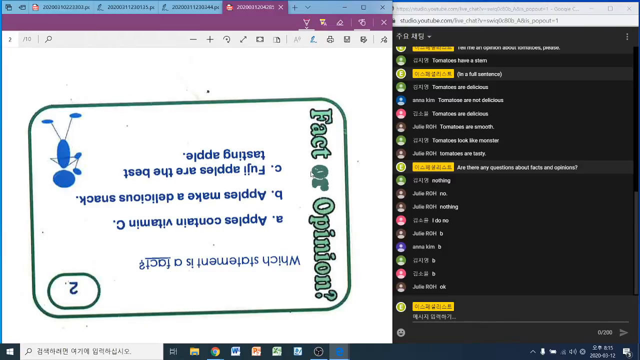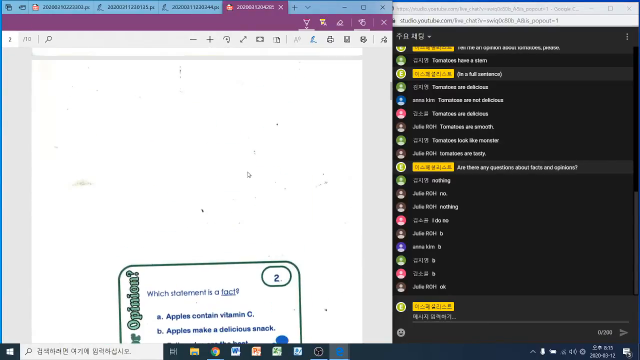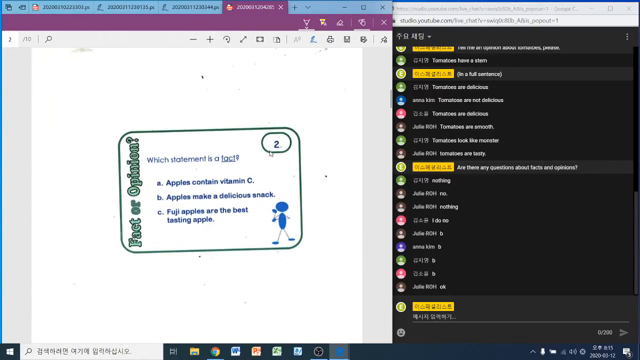Which statement is a fact? Can you guys read upside down? Which statement is a fact? This is good practice for English also. Reading upside down. A. Apples contain vitamin C. I'm just kidding. I can flip it, I think. Did I flip it? Aha, I flipped it. Okay.